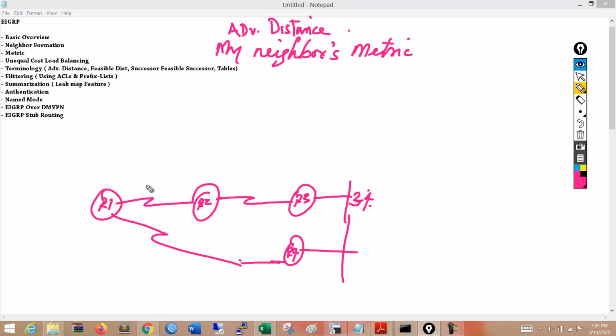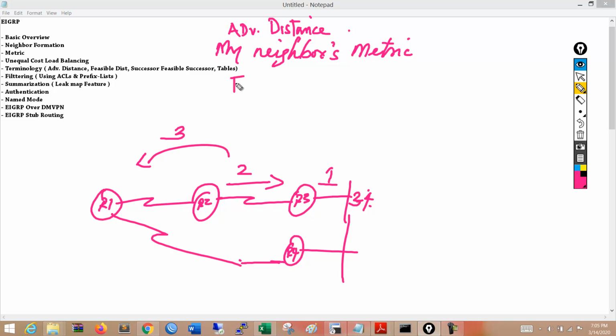The advertised distance for R1 from R2 will be R2's metric to the link. So if R2's cost is 2 plus 1, its advertised distance to R1 is going to be what? 3. That is what advertised distance means. It is simply my neighbor's metric. That's the very simple way to look at it.